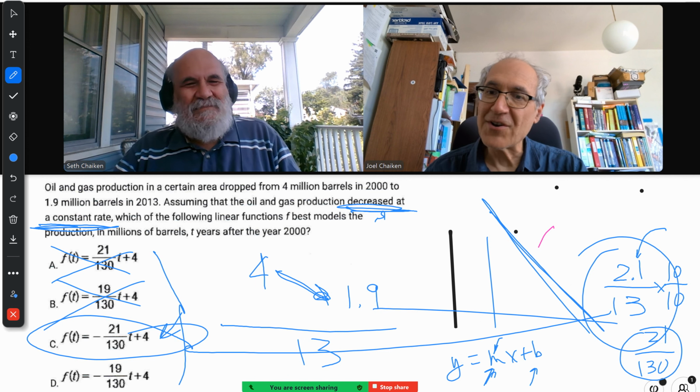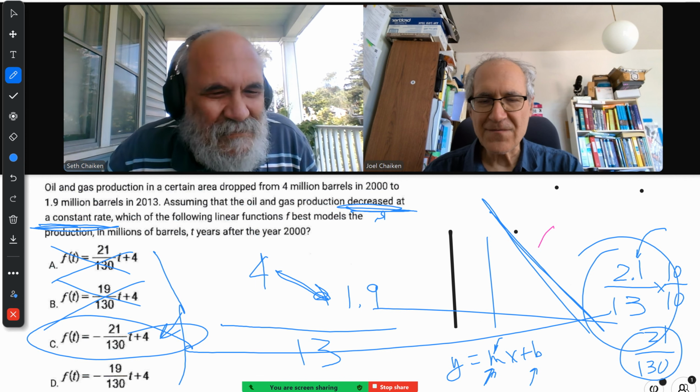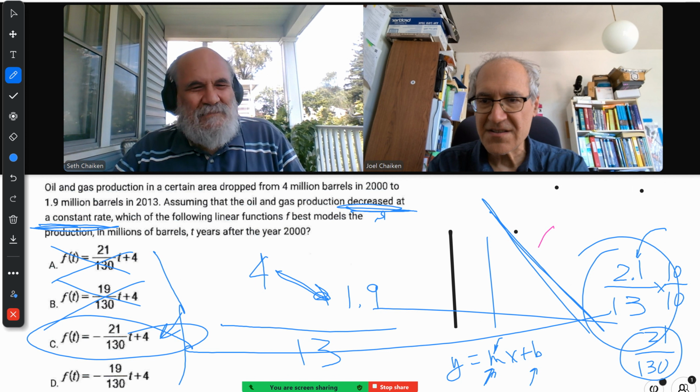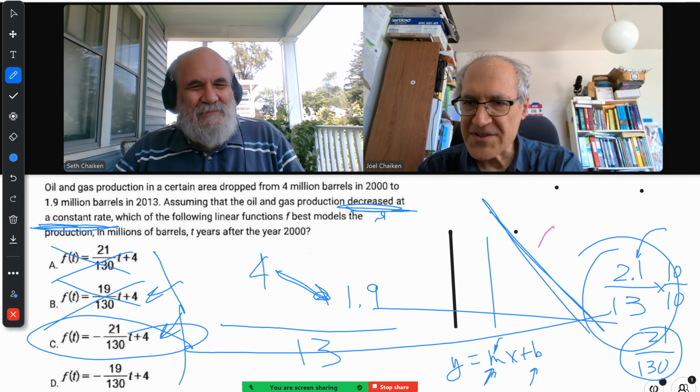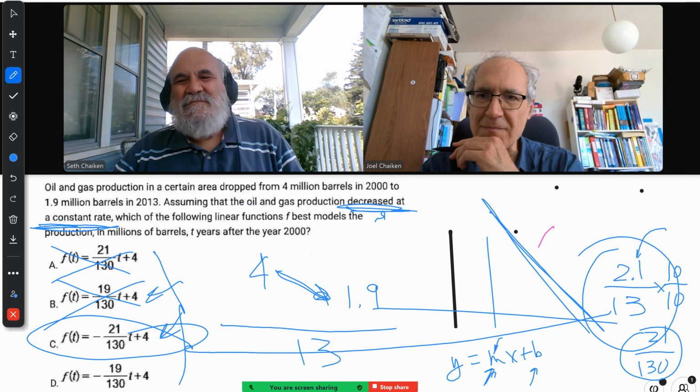Now, interesting, I don't know why they didn't make a mistake where t would be 2000. Because there's an offset here. You have to take the year you're in and subtract it from 2000 to get the t. They could have given an answer with a negative slope, but something about 2000.